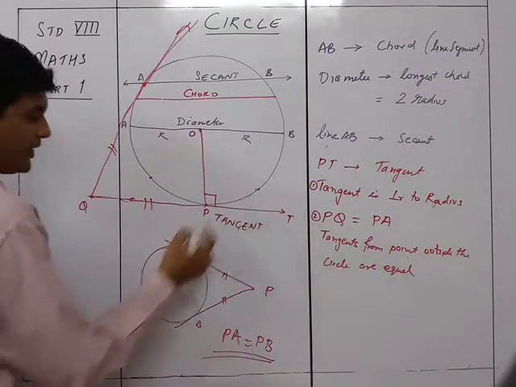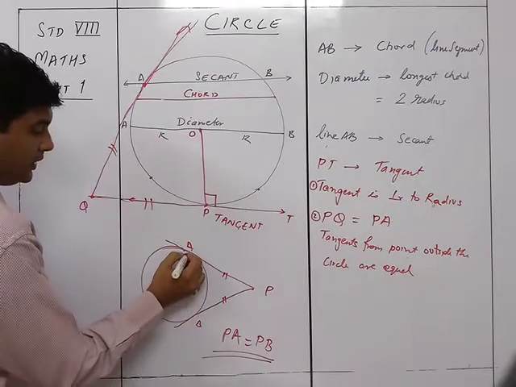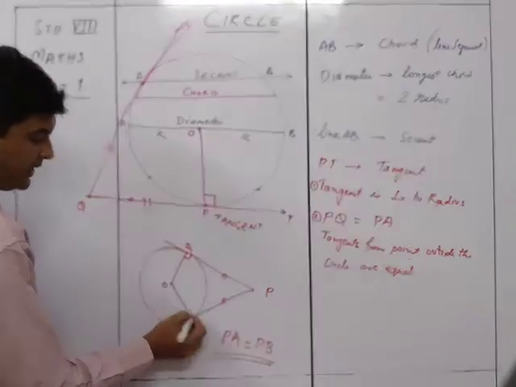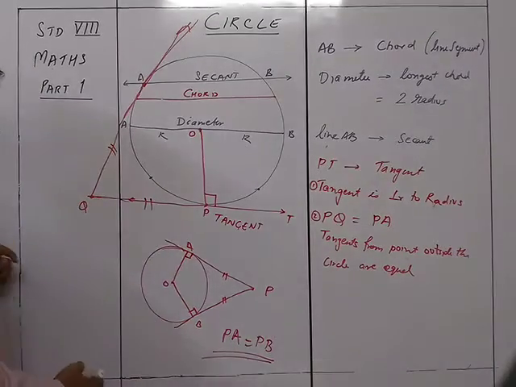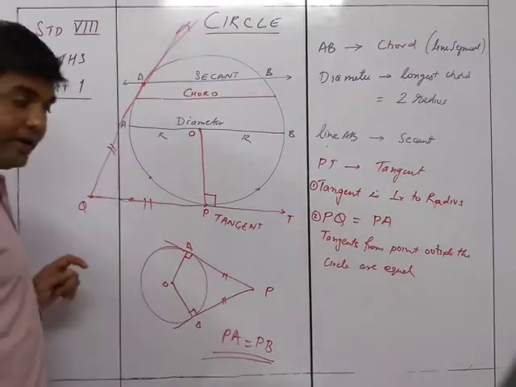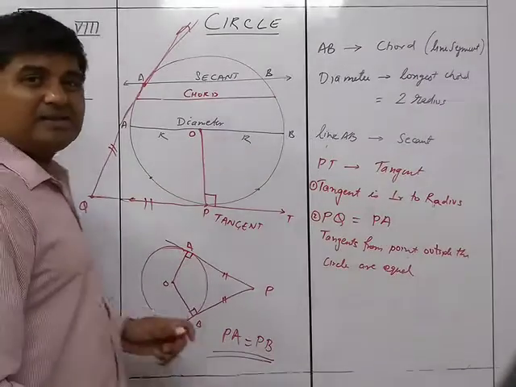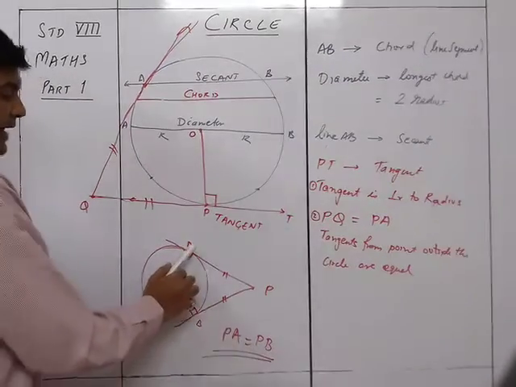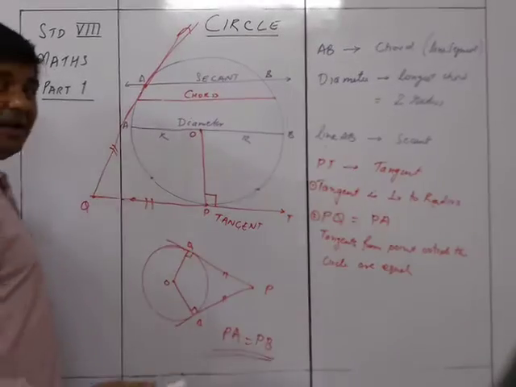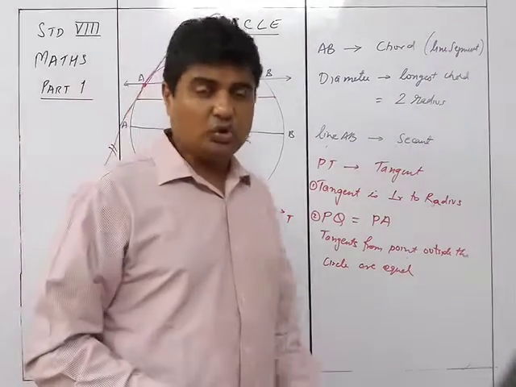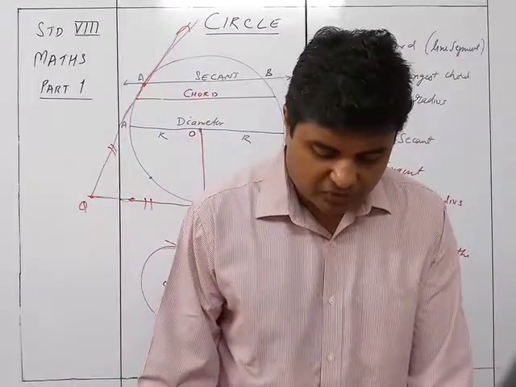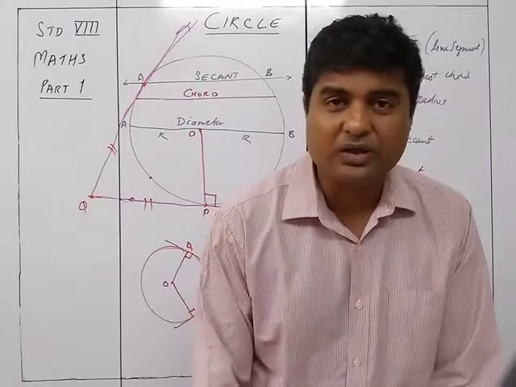Also, the first point over here was, if there is an O point over here, then OA is perpendicular to PA and OB is perpendicular to PB. Got it? So this way you have PA equal to PB, and these two, angle A and angle B, are 90 degrees each. So these are the properties of the tangent. The first thing is tangent is always perpendicular to the radius.